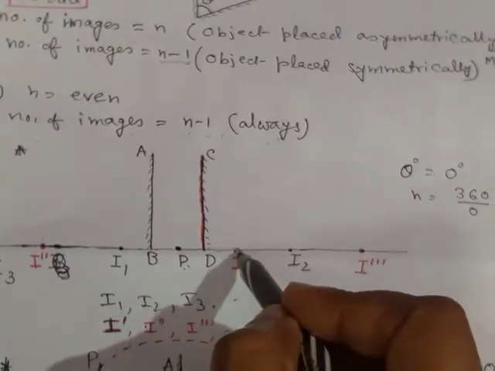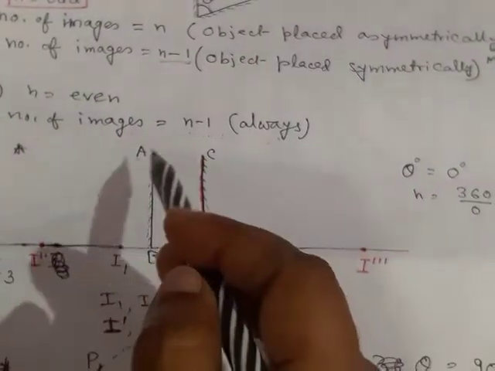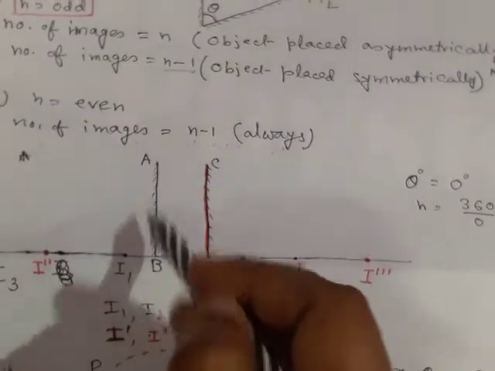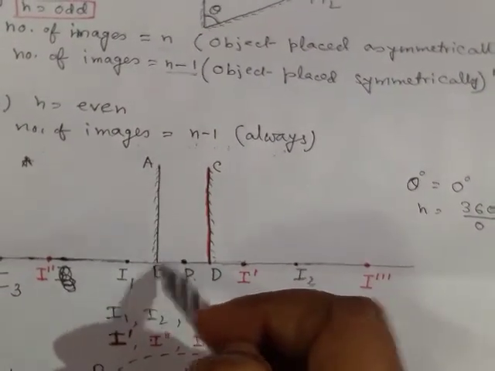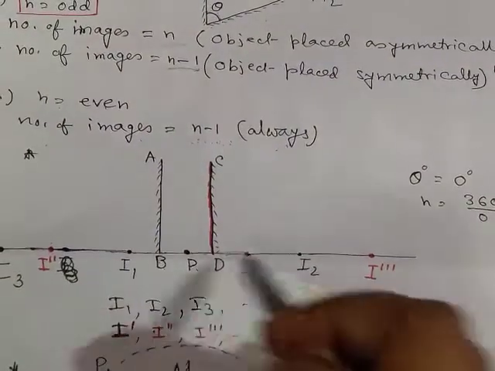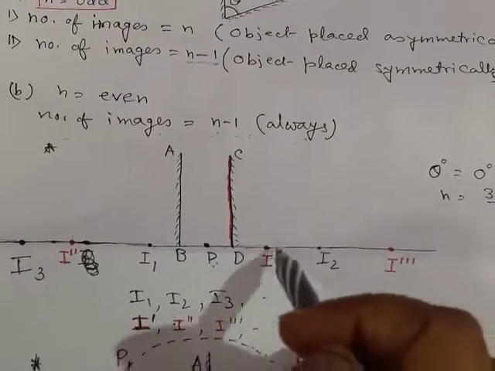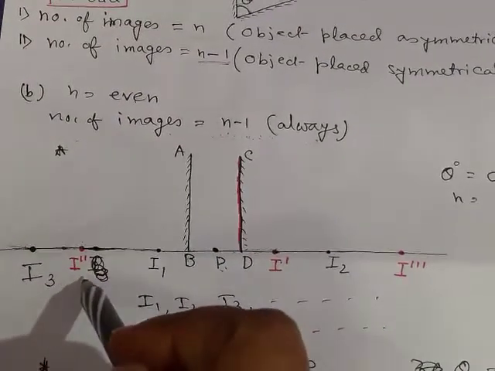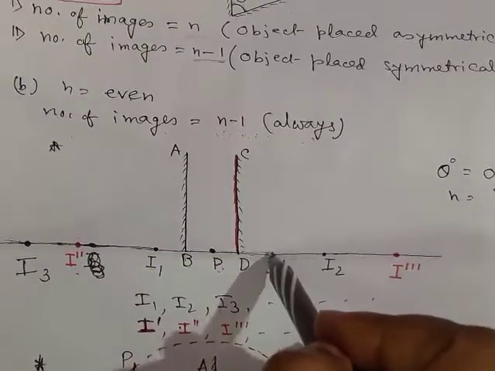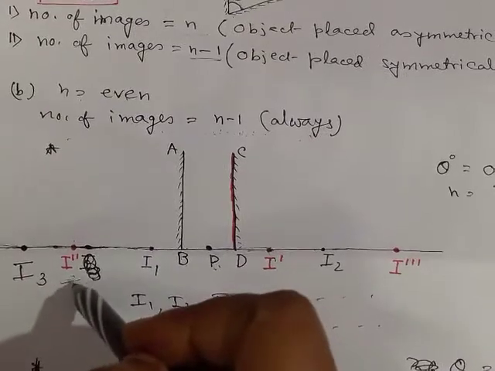Now I dash, this image, becomes the virtual object with respect to the mirror AB, because this image is in front of the mirror AB. So due to reflection from the mirror AB, the corresponding image of I dash that is formed is I double dash, because here this becomes the object, so this distance is equal to that distance, then we get I double dash.